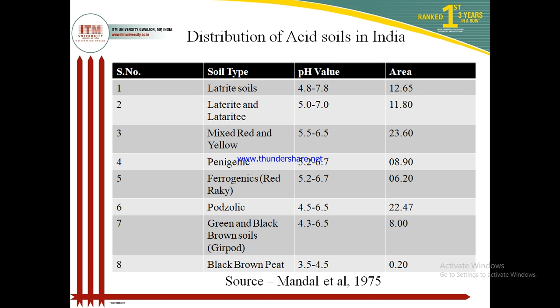And ferruginous red rocky soil, mostly pH is 5.2 to 6.7, 0.6 to 20 million hectare. Podzolic soil, the pH value is 4.5 to 6.5, and the area is 22.47 million hectare. Next is greyish and brownish soils, pH 4.3 to 6.5. The area is about 8 million hectare. And black brownish peat, which is totally undecomposed soil, and pH value is 3.5 to 4.5, and the area is 0.20 million hectare. The total area is about one third of the cultivated area. Source: Mandal et al., 1975.